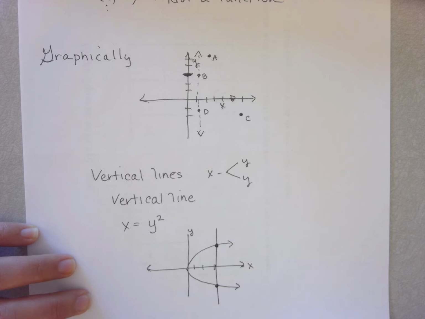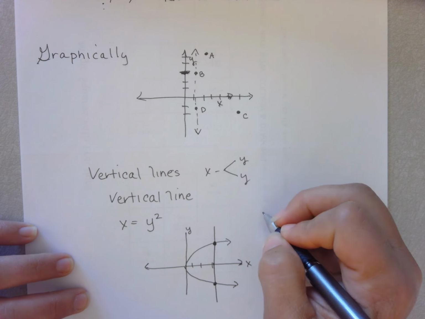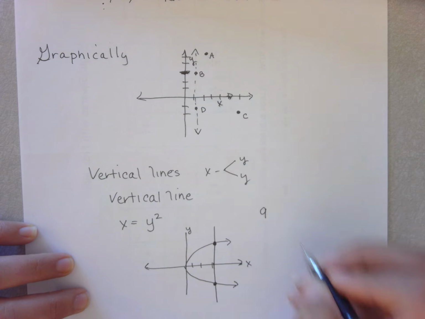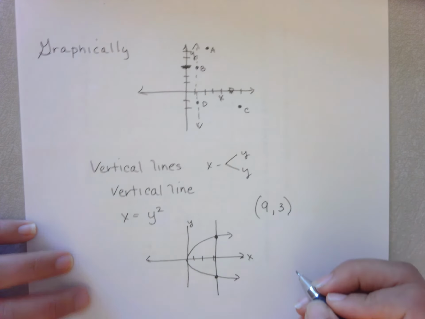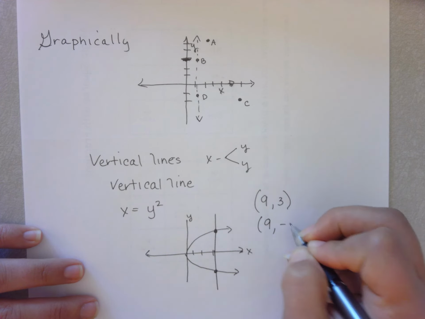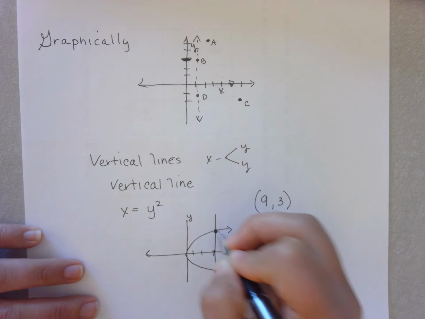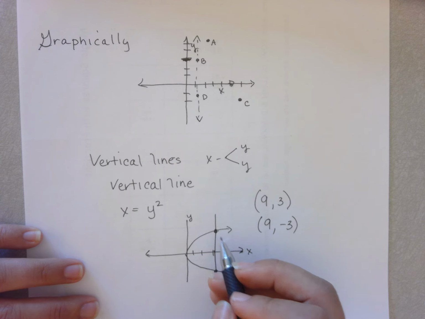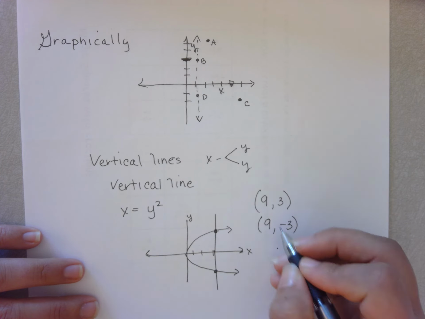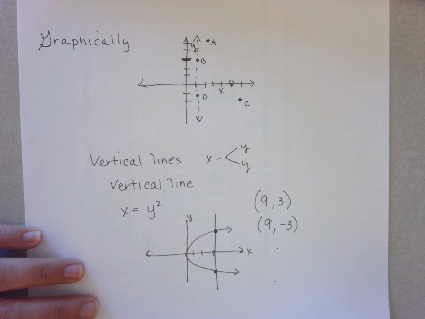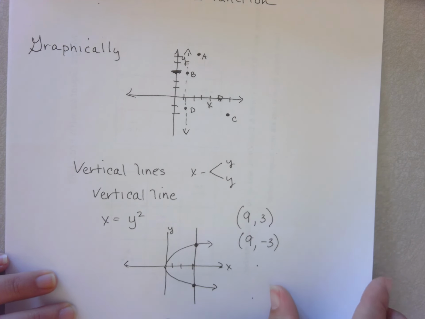In fact, if I plug in 9 for x, that could match up with 3, because 3 squared is equal to 9, so I have this ordered pair. And also, if I plug in 9, I could get out negative 3. So 9, 3 would be way out here, and it would hit here and here. This is just an example of what it would look like. It would hit in two different places, and so this is an example of something that's not a function.